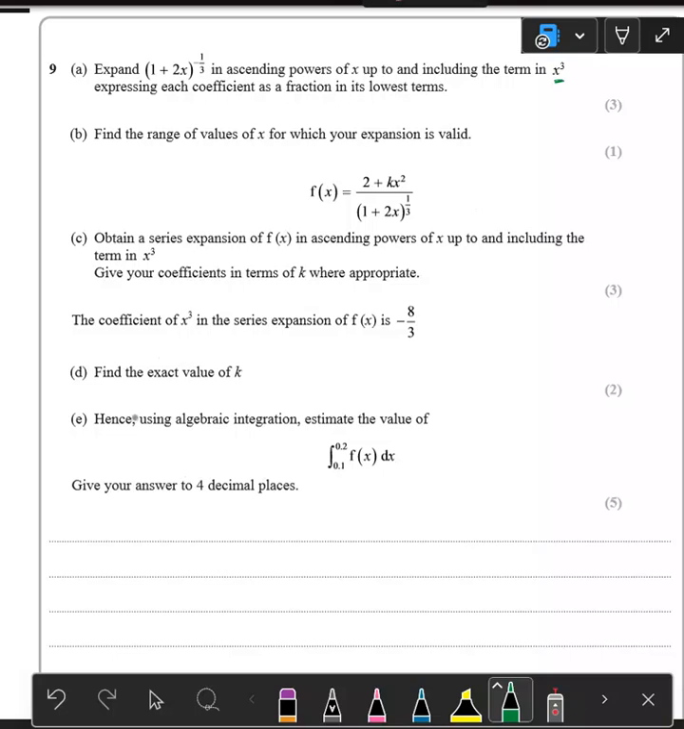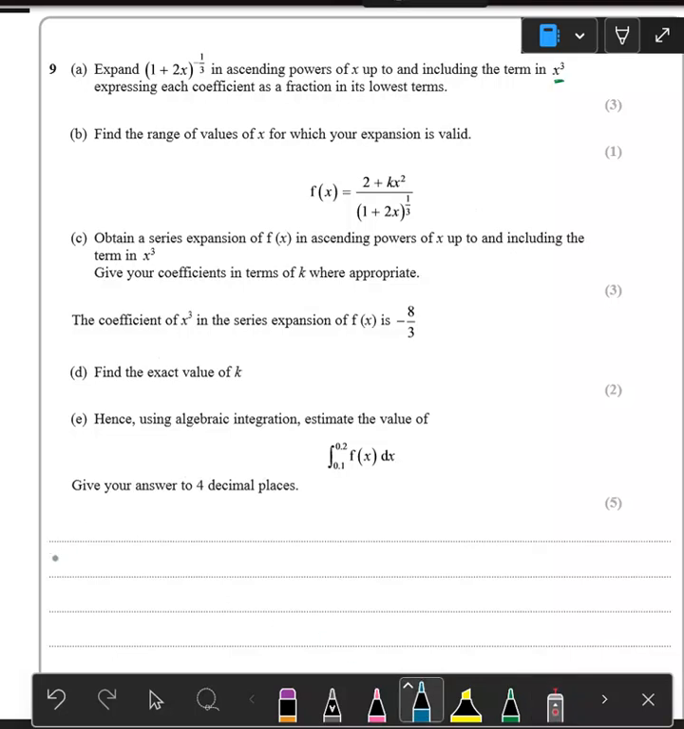This question is from the chapter Binomial Expansion, and the question begins by saying: expand 1 plus 2x to the power negative 1 by 3 in ascending powers of x up to and including the term in x cubed, expressing each coefficient as a fraction in its lowest term.